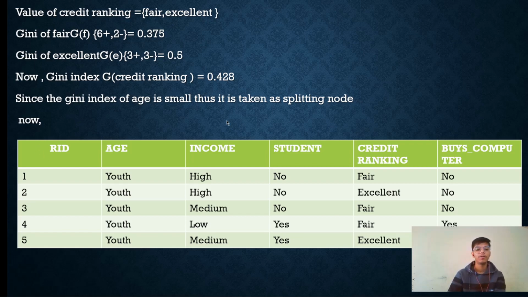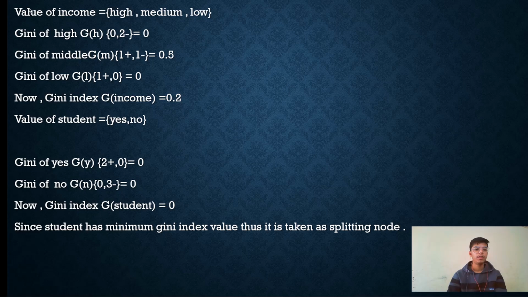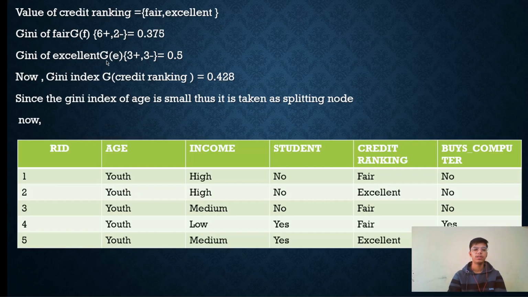Since we have declared age as the splitting node, we are going to separate the table into three categories. Here you can see that I have made another subtable of that table, which only has youth as the age attribute. Now we are going to find their respective Gini index for this table.